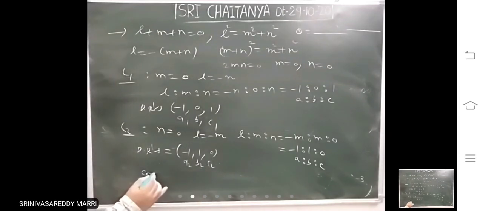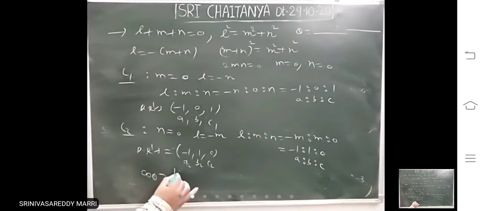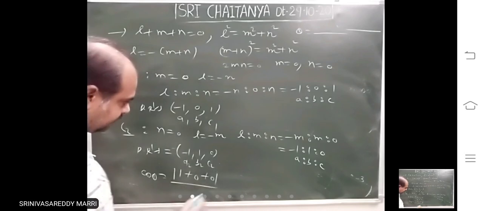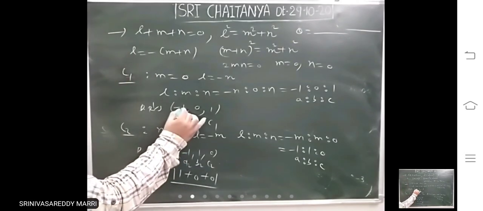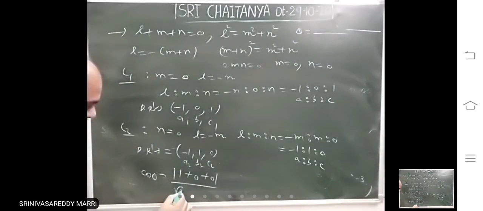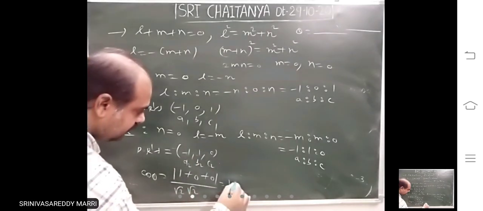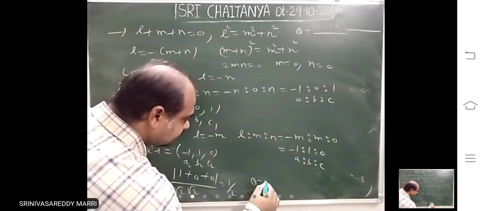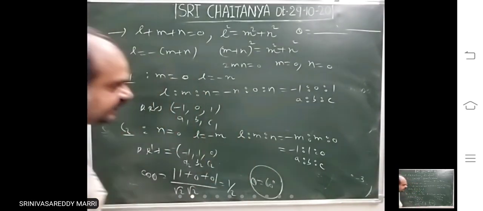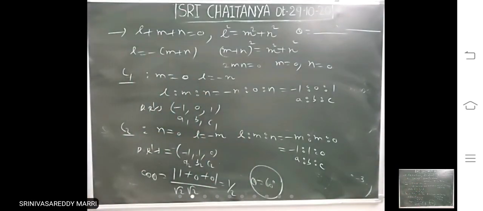What is the formula? Cos theta is nothing but modulus A1, A2. A1, A2 is minus 1 into 1 plus B1, B2, 0, plus C1, C2, 0, divided by root of A1 square plus B1 square plus C1 square, root 2, A2 square plus B2 square, root 2. That means 1 by 2. Therefore, theta is what? 60 degree. That is the angle between two lines.